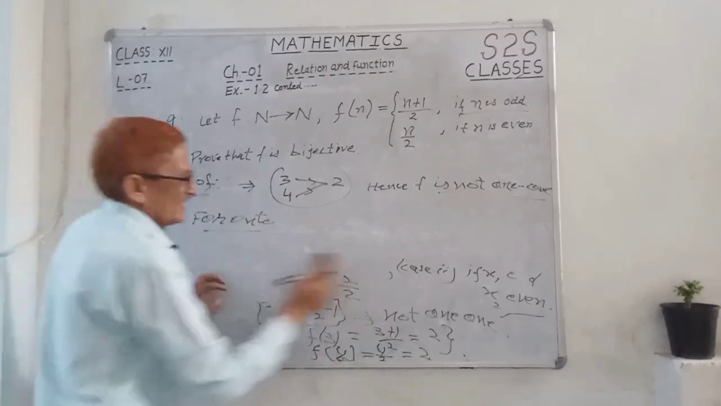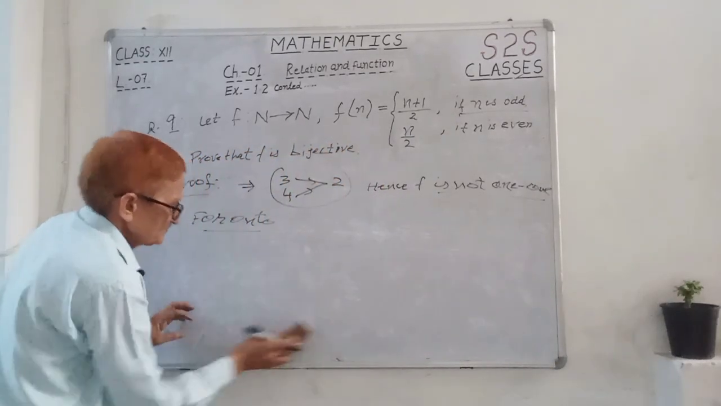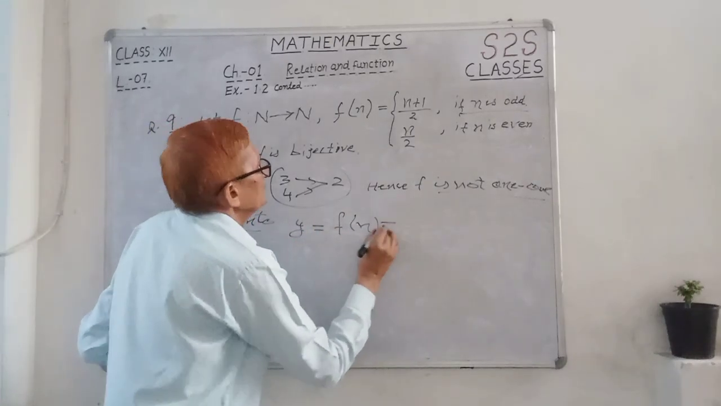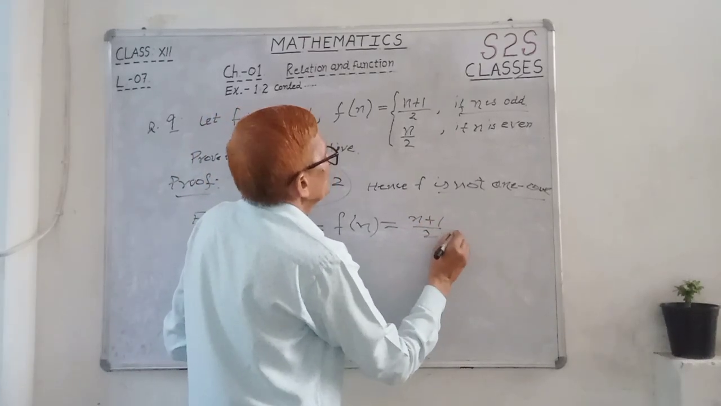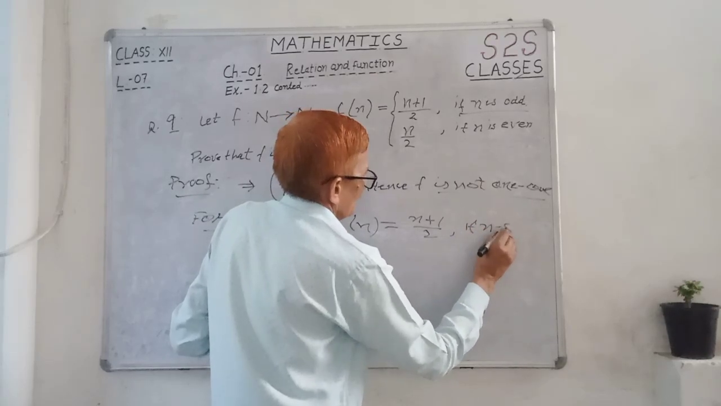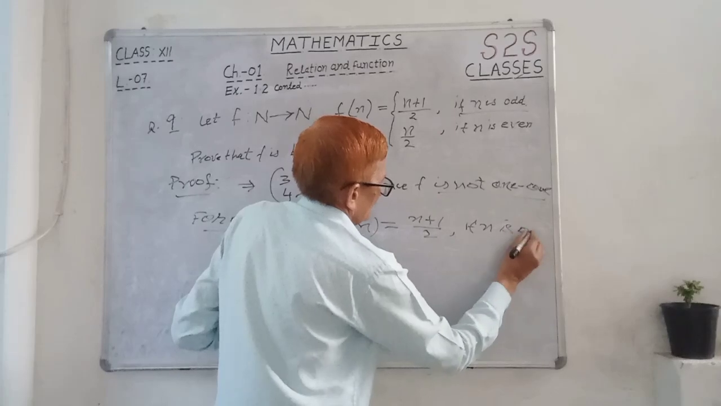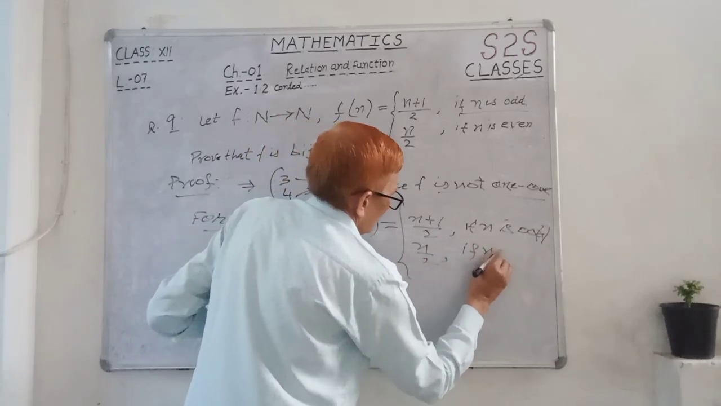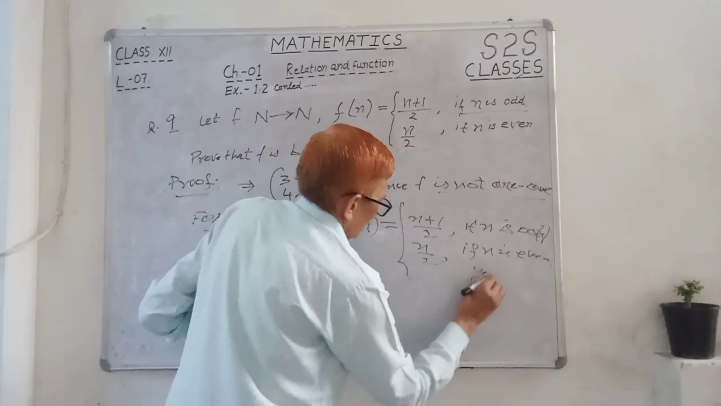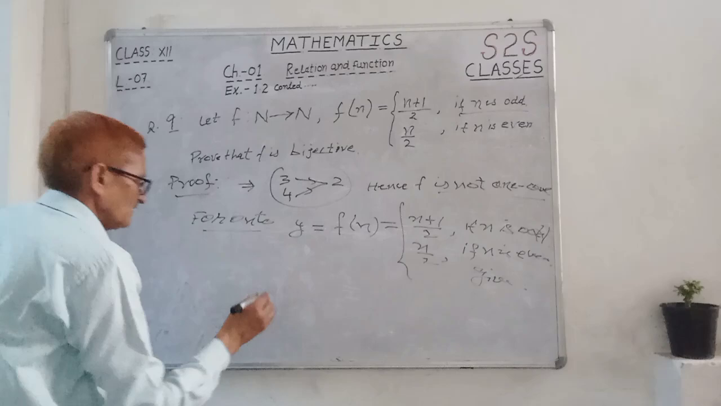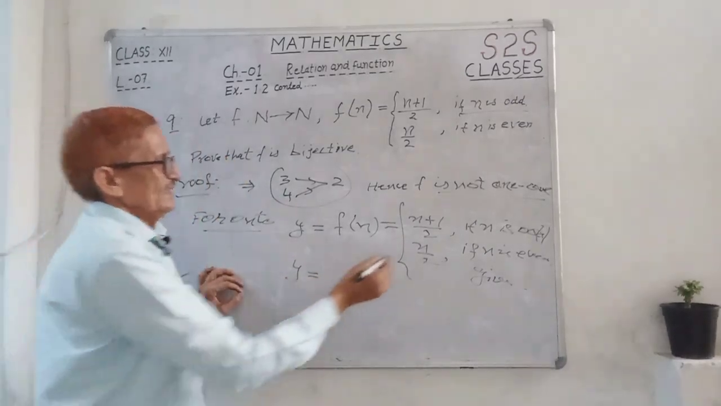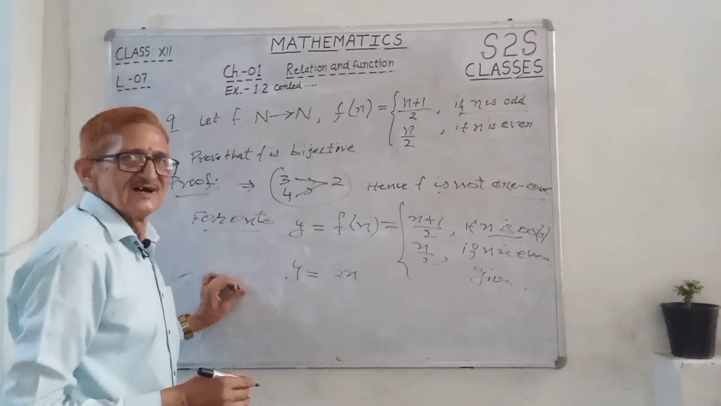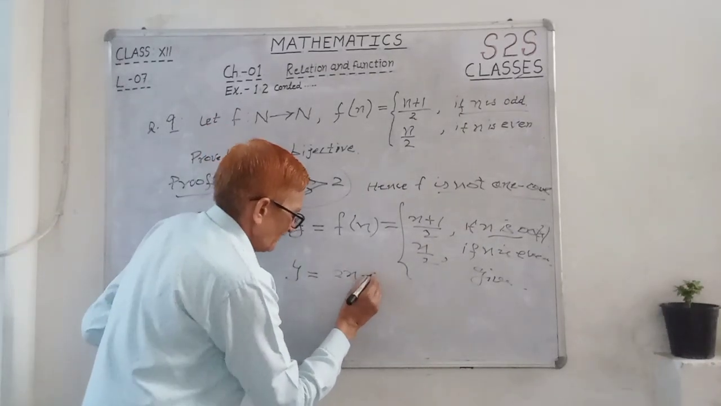Now for onto, we are going to check the output, meaning the range set. Let y is equal to f(n), which is equal to (n plus 1) by 2 if n is odd, and n by 2 if n is even, as given. According to this given output, if we take odd, meaning 2n minus 1 where n is a natural number, odd.